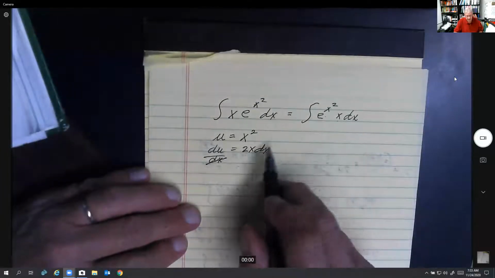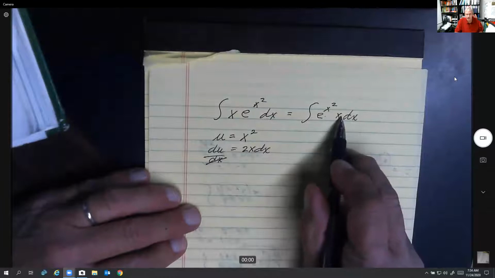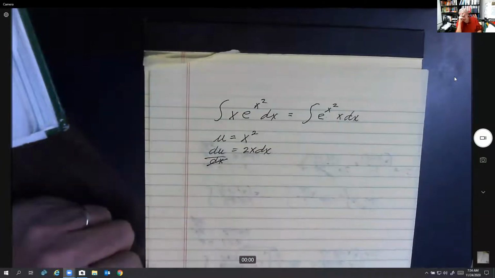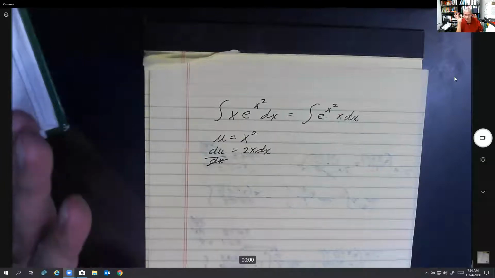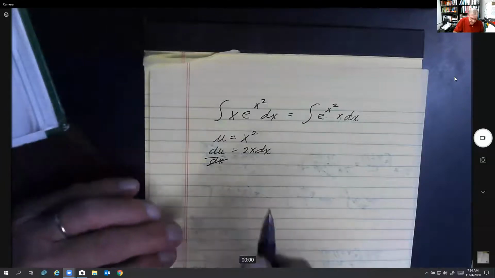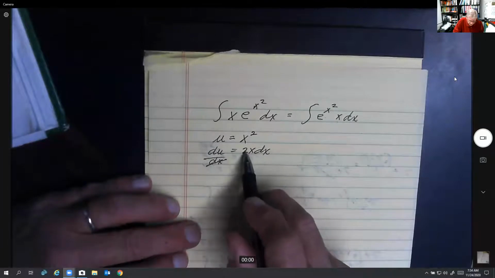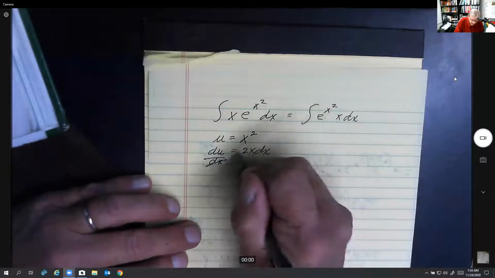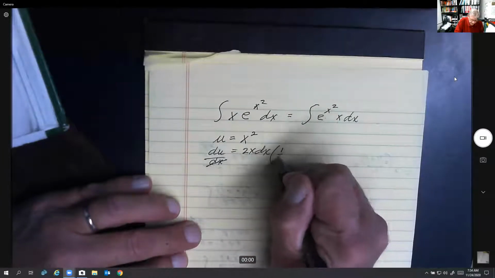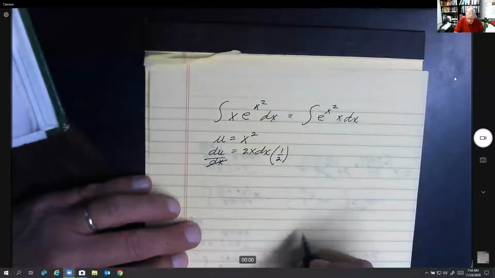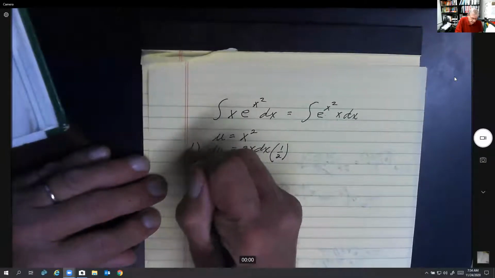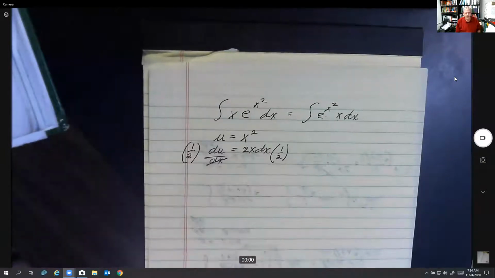But everything has to match up. And you don't have a 2x. You have an x. But you need a 2x for this to work. So we have to use a little technique here to get rid of this 2. We're going to multiply this part of the problem by a half, because a half times 2 is going to eliminate it. It's going to make it 1. But then I have to multiply the other side by a half to balance it out.